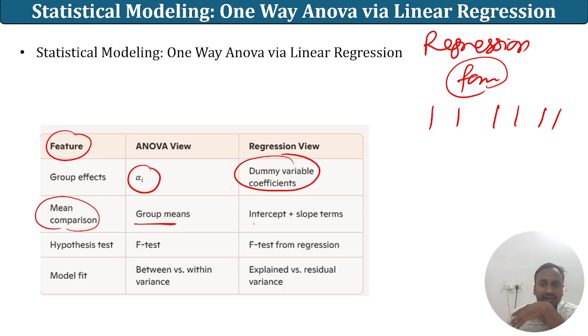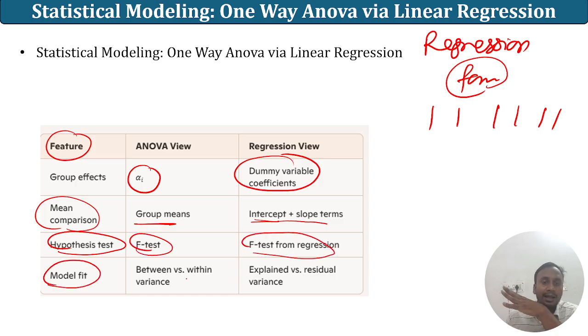Group means will be the intercept plus contrast. The hypothesis test will be an F test. Here also an F test. Model fit will be the between and within variance, but here it will be explained plus residual variance.